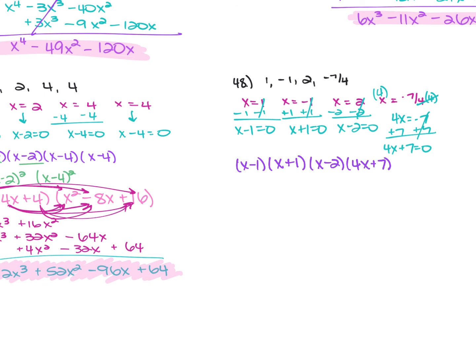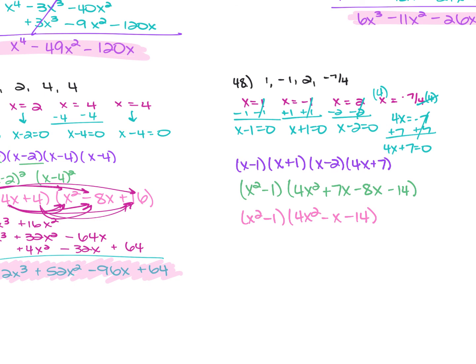Multiply them out. I would multiply the first two binomials together and the last two binomials together. So that x minus 1 times x plus 1 is a difference of squares, so that's going to give you x squared minus 1. For the x minus 2 times 4x plus 7, x times 4x is 4x squared. X times 7 is 7x. Negative 2 times 4x is negative 8x. And negative 2 times 7 is negative 14. We combine like terms, and this gives us x squared minus 1 times 4x squared minus x minus 14.